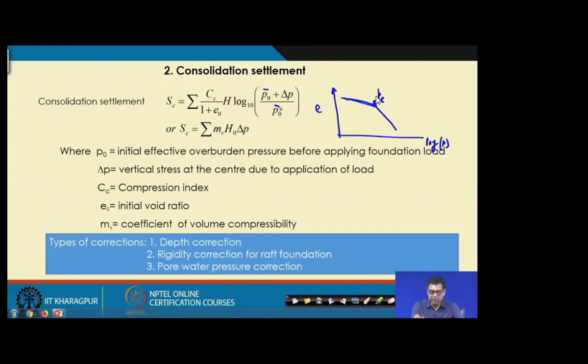the initial effective overburden pressure, because it is effective, so P0 bar plus delta P. Now, if both pressures are within this range, then it is the normally consolidated case, where this slope is Cc, the compression index. Then you have to use this expression. And if your P0 bar plus delta P is in this range, then instead of Cc, we use Cs, the swelling index. These things I have discussed in the second lecture.